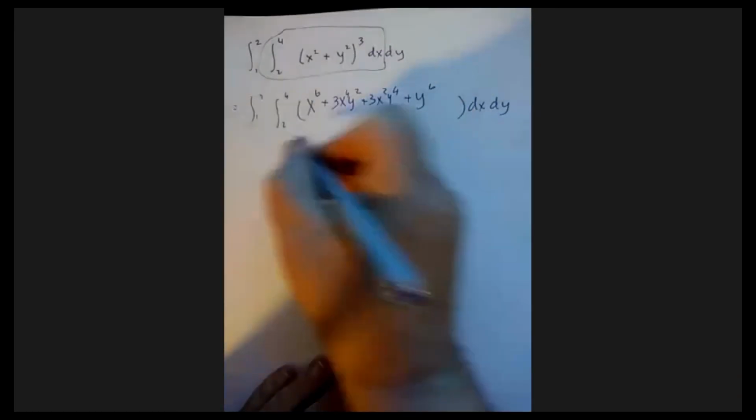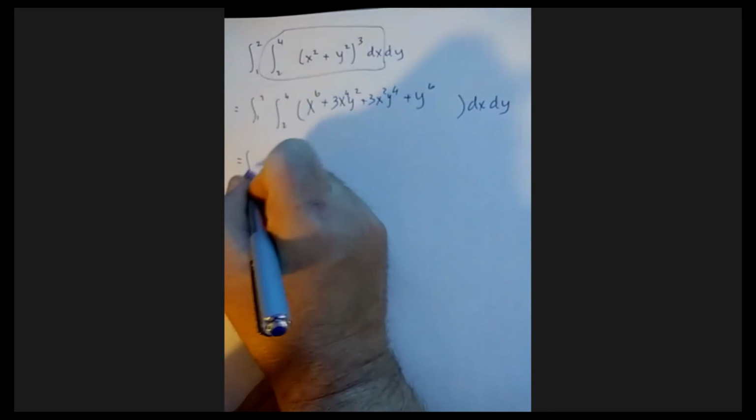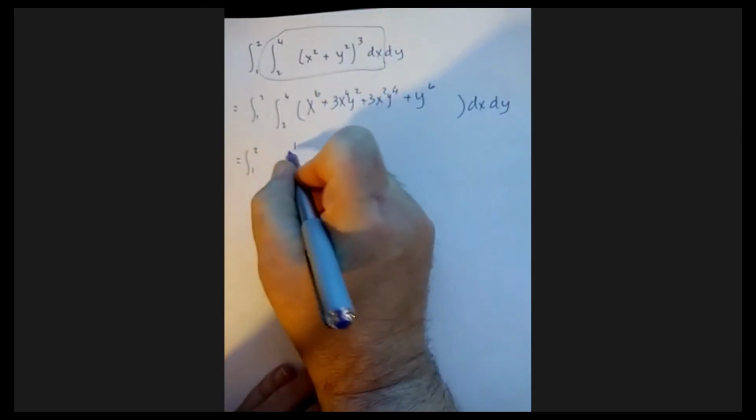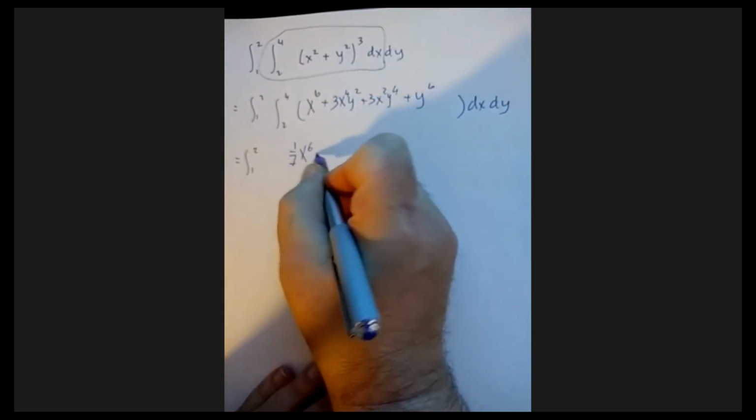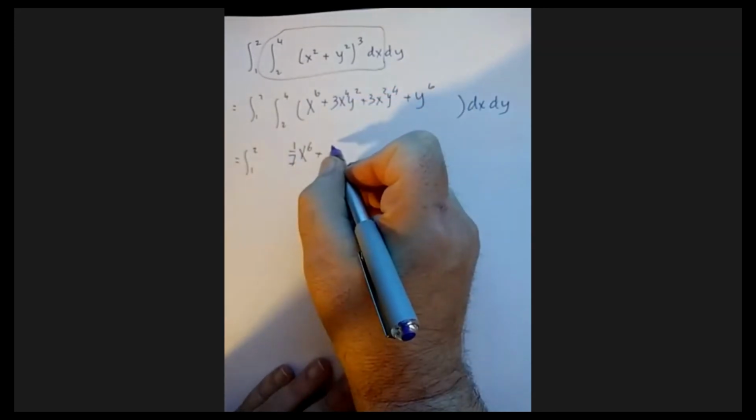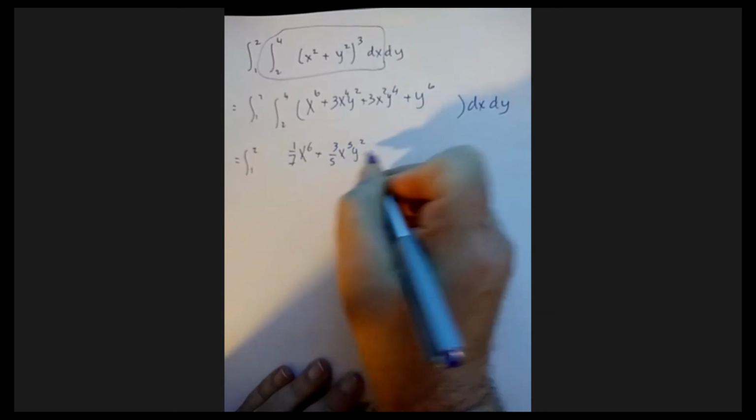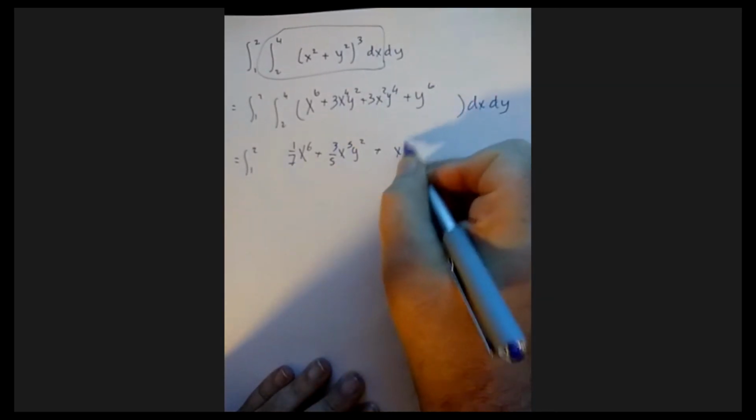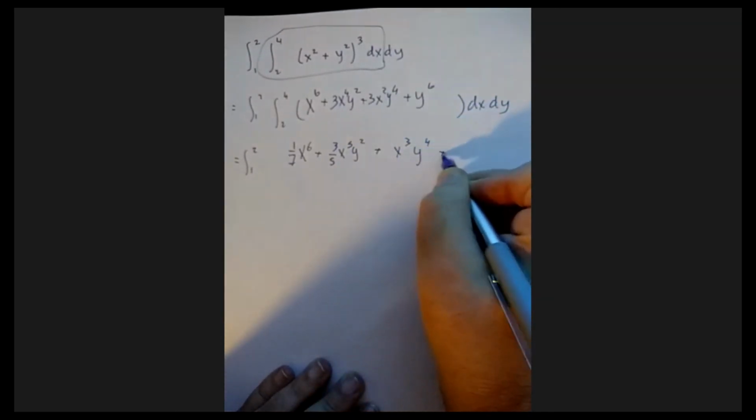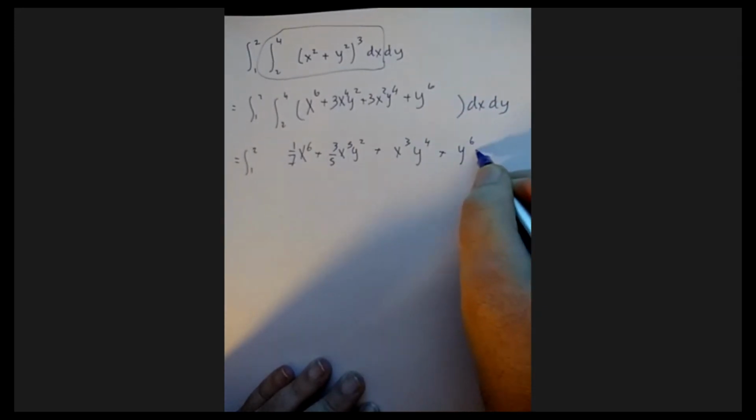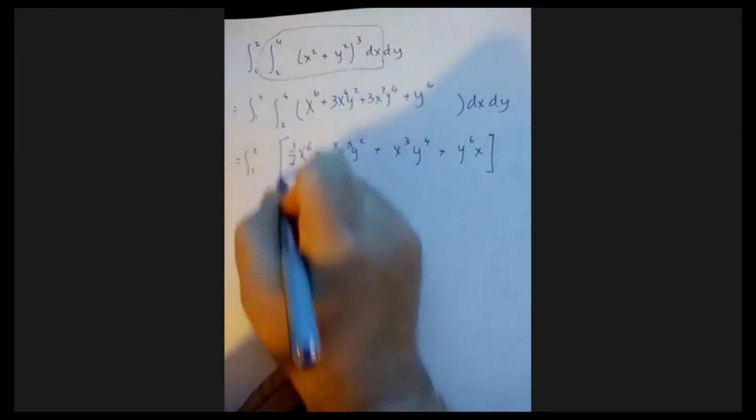Now, you can then integrate that. So I'll take it one last step. This guy is 1/7 x to the 7. This fella here is 3/5 x to the 5 y squared. This one here is x cubed y to the 4. And the guy at the end is y to the 6 x. And you're going to evaluate from x equals 2 to x equals 4, and pretty much you're done.